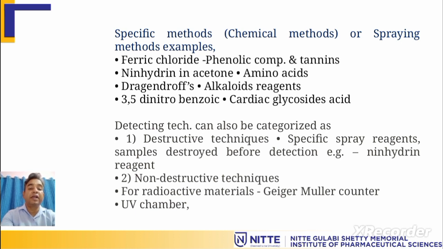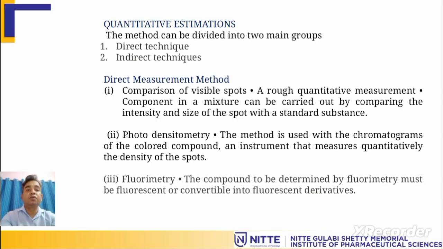Or when you have a radioactive material, a Geiger-Muller counter is there, which helps you in identifying a compound, and this is not destructive, right? Even treating it with sulfuric acid comes under the destructive technique. So after the detection, using a non-destructive technique, we could quantify the estimation of how much sample is present. It is either a direct technique or an indirect technique.